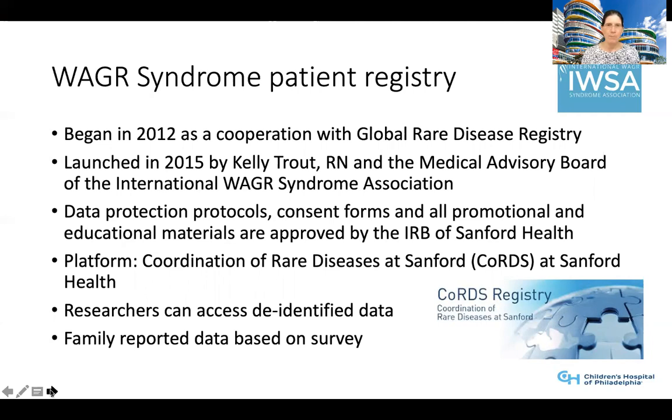The platform used for this registry was the Coordination of Rare Diseases at Stanford, or CORDS, at the Stanford Health System. The way this registry works is that families could enter data based on a patient-based or family-reported survey, including about 70 questions that they could answer, and then researchers could access de-identified data through an application process to understand more about patients and propose a specific study to use the data in the registry.